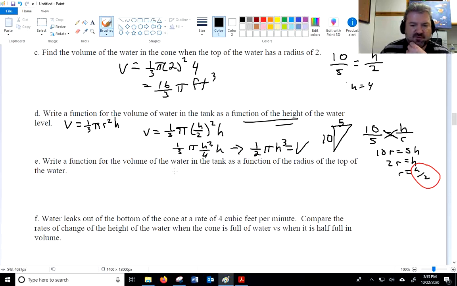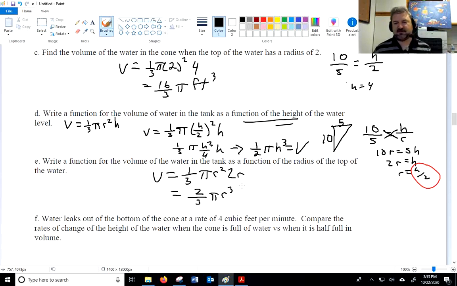Let's write a function for the volume of the water in the tank as a function of the radius. Well, that's just simply applying the other formula. So I will replace h with 2r. And that gives me 2/3 pi r cubed.